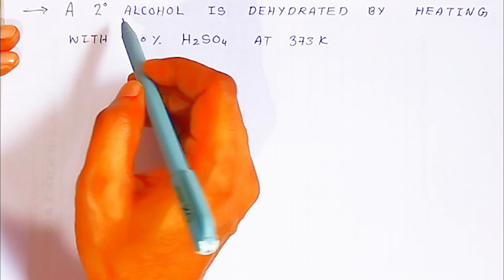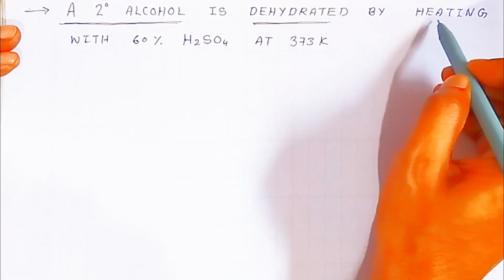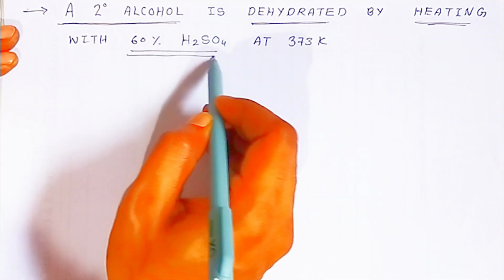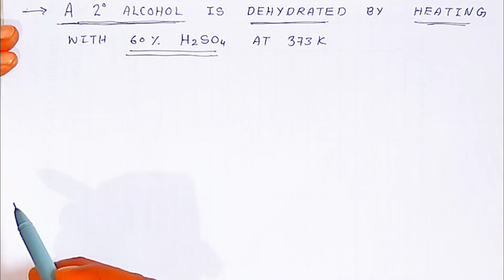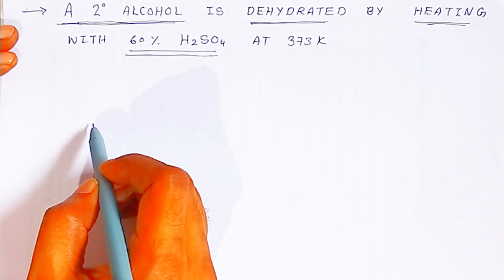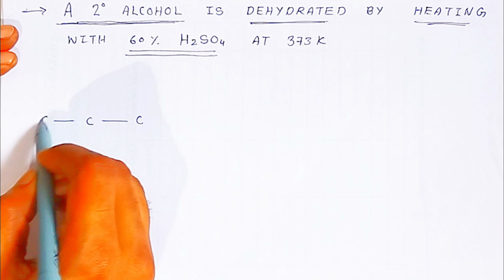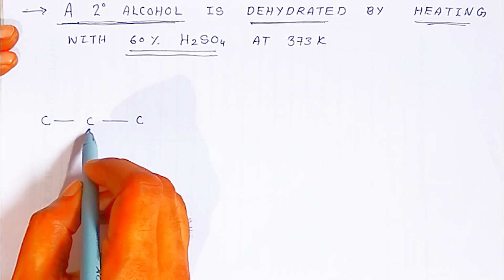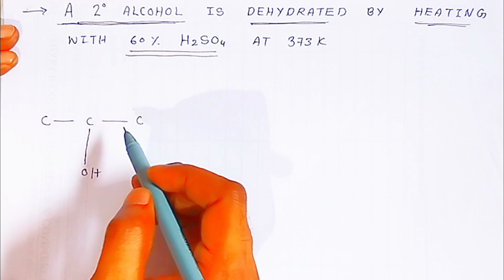Want to dehydrate secondary alcohol. This is secondary alcohol. A secondary alcohol is dehydrated by heating with 60% sulfuric acid. Here, students, you have to use 60% sulfuric acid if the alcohol is secondary alcohol, a second degree alcohol you can say. I am taking the alcohol, students. This is the secondary alcohol. This carbon is attached to these two carbons, and this carbon is attached to the hydroxyl group. So this alcohol we call secondary alcohol, students.